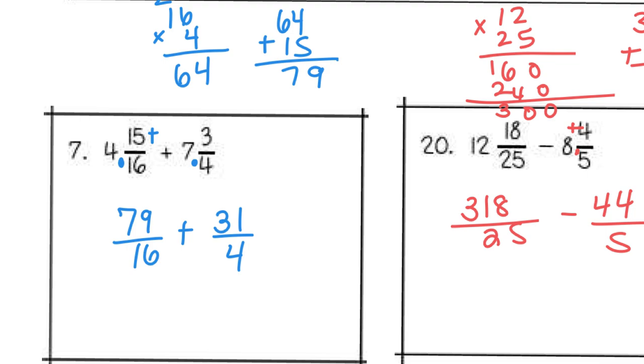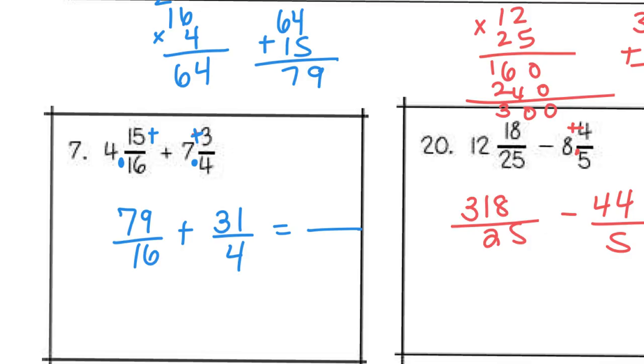So 79 over 16. And then the second one, it wasn't as hard. 7 times 4 is 28. 28 plus 3 is 31 out of 4. Now I could add them. All right, so I can't though because the denominators are different. So first, what is my common denominator here? Smaller than that I could do. I don't want to make it harder.